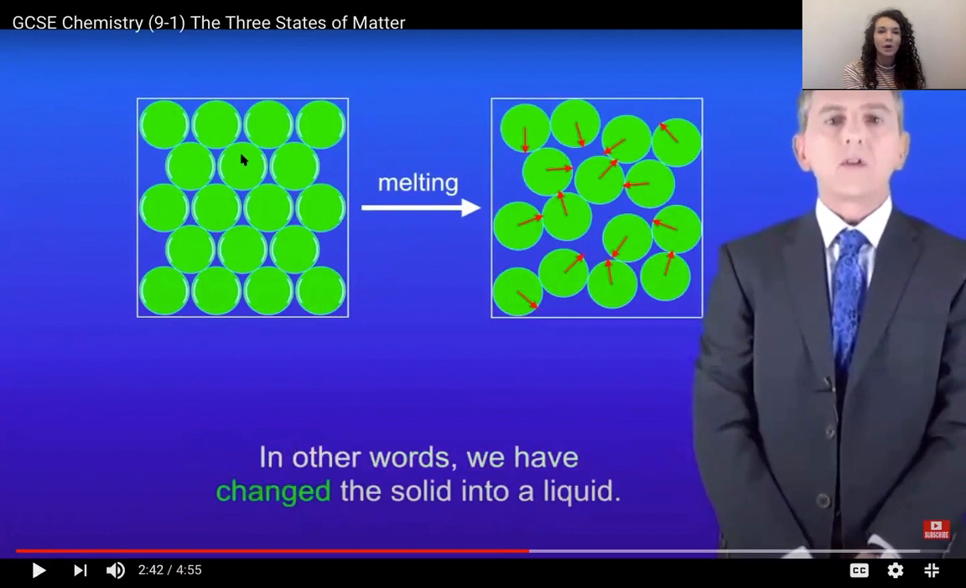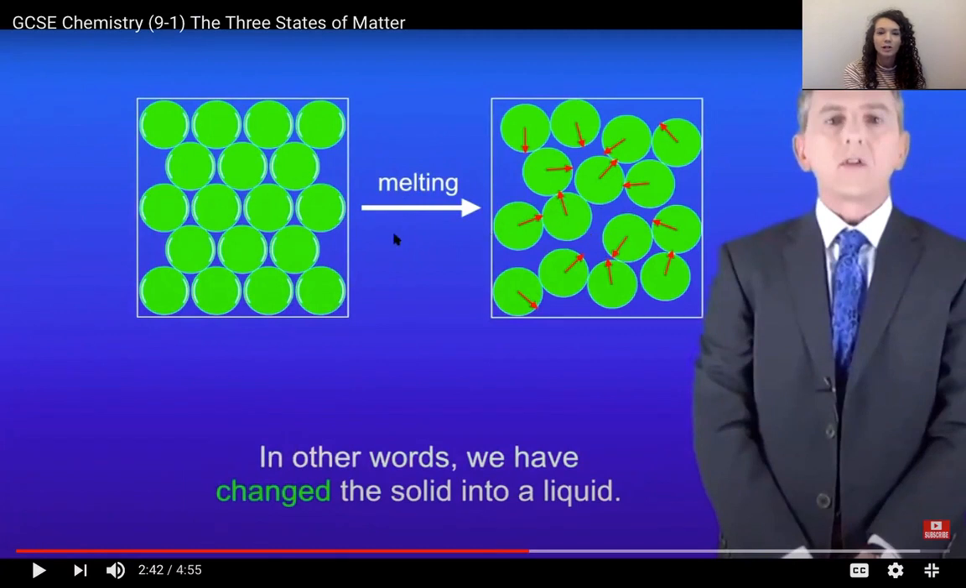Okay, so when you melt a solid into a liquid, you are giving these particles more energy. And what that does is it means that they are then able to move around each other more. So the bonds break, they come out of this fixed regular structure over here on the left, and they become a much more random structure, like the structure in a liquid.